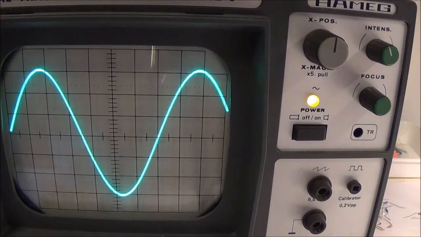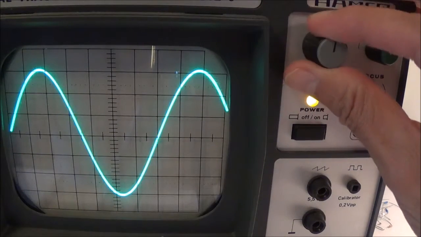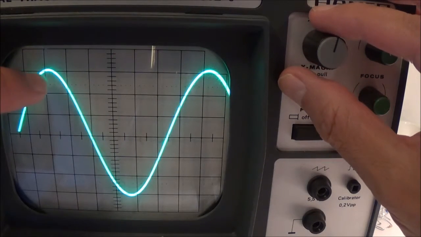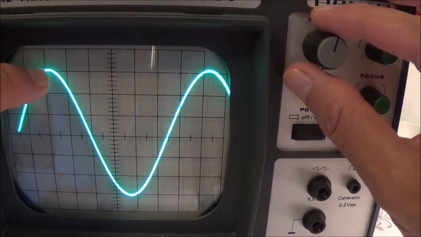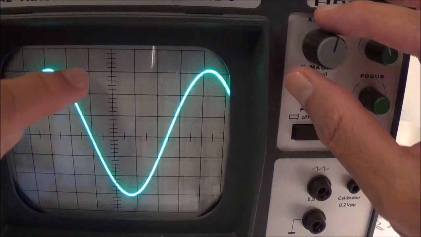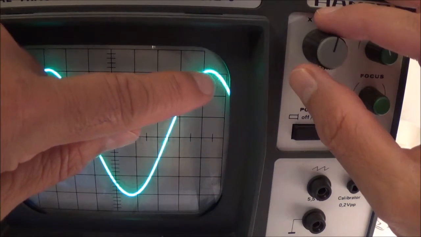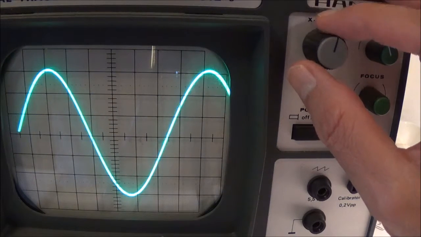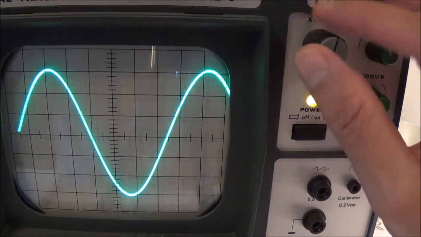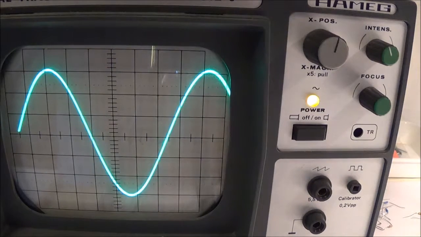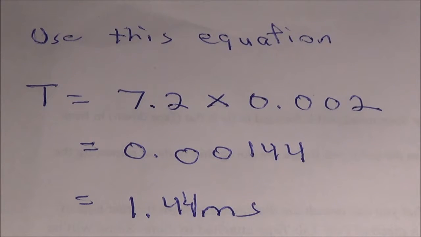So I'm going to adjust this horizontal position again, and that's right in the middle there at the very peak. I'm going to take that as the start. I'm going to count over 1, 2, 3, 4, 5, 6, 7. Looks like 7.2. So what I have to do is multiply this by the time base in order to get the time period. I'm going to do the math now.